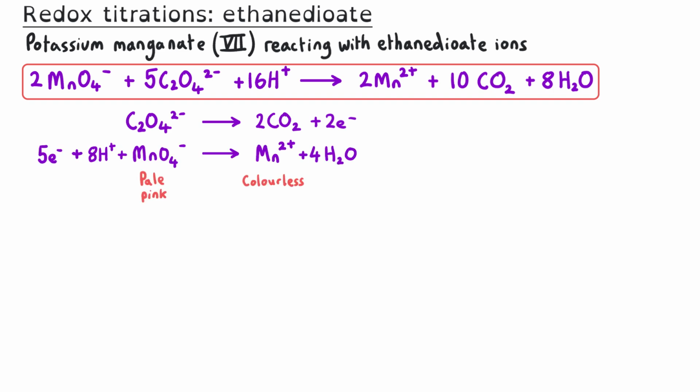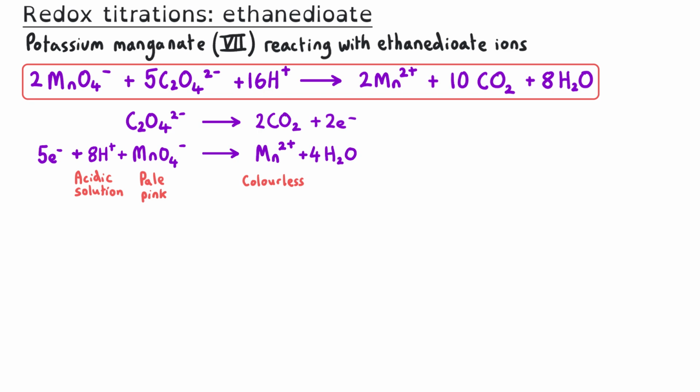The manganate 7 half equation is shown here. You can see the pink MnO4- is turning into Mn2+. We need 4 water molecules on the right hand side, 8 hydrogen ions on the left hand side, and 5 electrons being gained by the manganese, whilst this manganate 7 is acting as an oxidizing agent. You can see the hydrogen ions are reactants in this half equation and in the full redox equation, which is why this takes place in acidic solution.